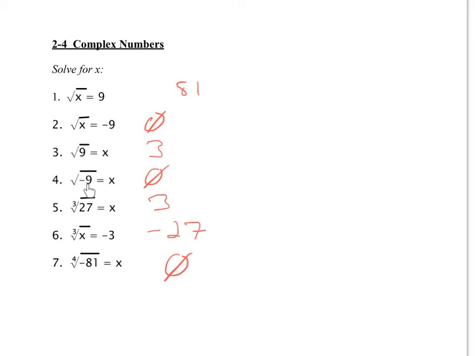The square root of a negative, again, does not exist. And for a different reason, you can't take the square root of a negative number because positive times positive is positive, and negative times negative is also positive. So the square root of a negative does not exist in the real number system.